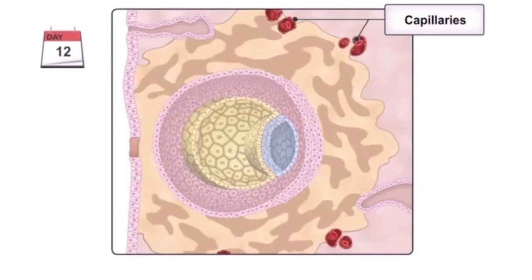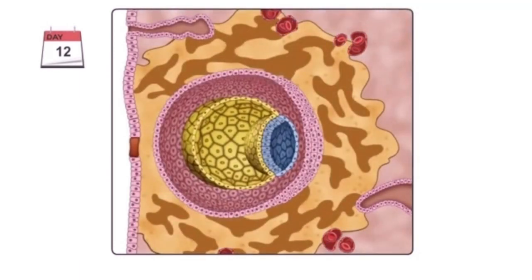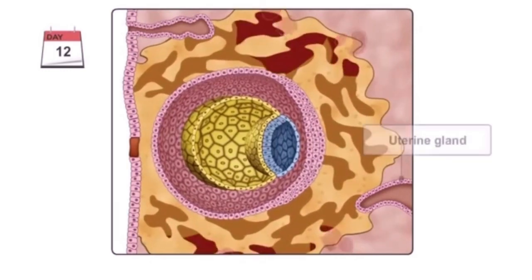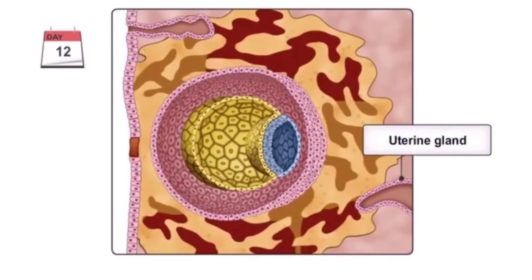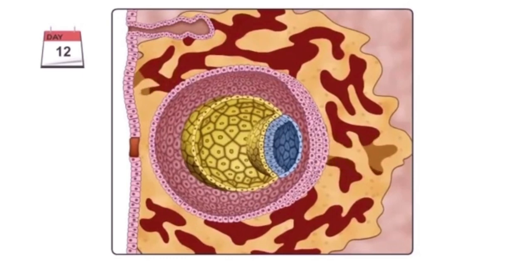Capillaries in the endometrium surrounding the developing embryo dilate, forming maternal sinusoids. As the syncytiotrophoblast continues to expand, enzymes begin to erode the lining of the sinusoids and uterine glands, allowing maternal blood and uterine secretions to flow into the lacunar networks, establishing a uteroplacental circulation. The blood and uterine secretions only come into close proximity to the embryo, allowing the exchange of gases and metabolites.